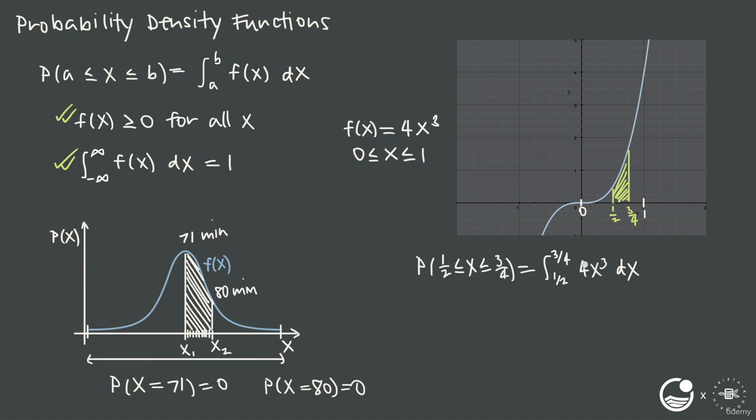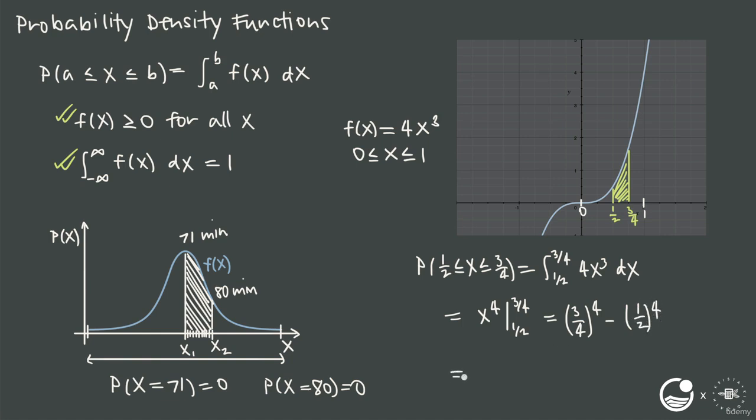Remember we said that the integral of 4x cubed was x to the 4th. So the integral here is x to the 4th, and then we just evaluate that integral over this interval 1/2 to 3/4. We plug in our upper limit of integration first, 3/4. So we get 3/4 to the 4th power, and then we subtract whatever we get when we plug in our lower limit of integration, which is 1/2. So we get 1/2 to the 4th power.